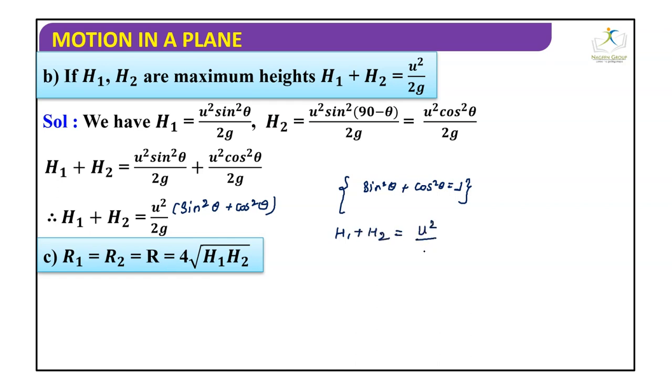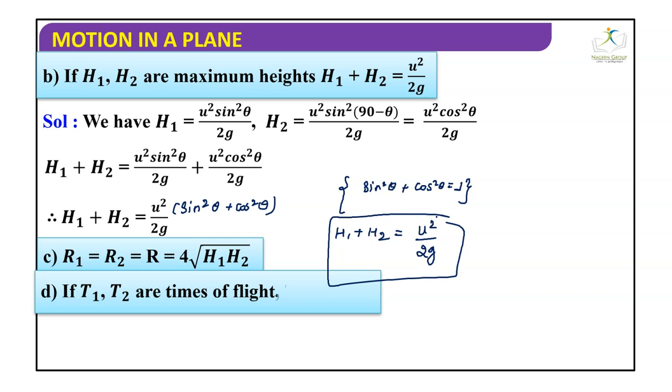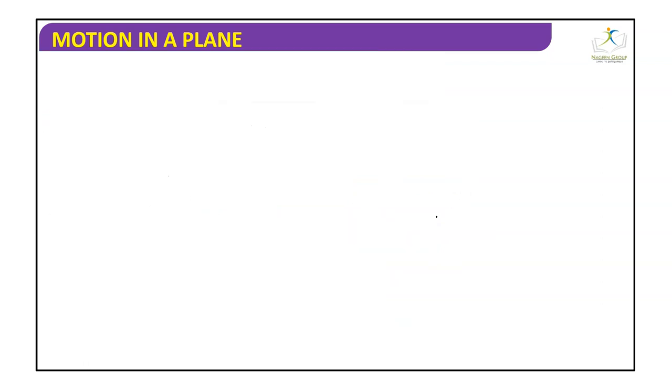And from here H1 plus H2 is equal to 2u square by 2g. So if T1 and T2 are times of flight, then T1 T2 is equal to 2R by g. Okay, in the C1 solution we have T1 is equal to 2u sine theta by g and T2 is equal to 2u sine (90 minus theta) by g.